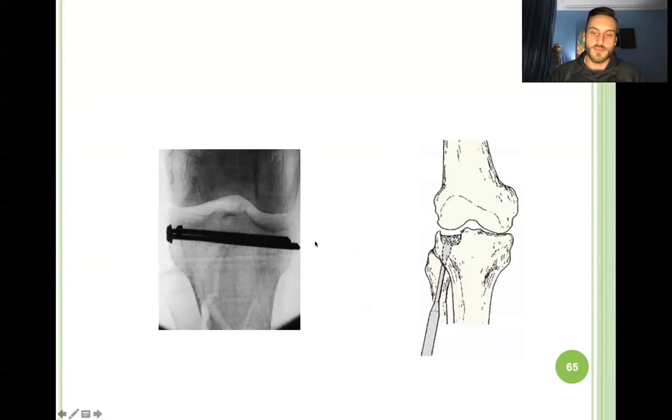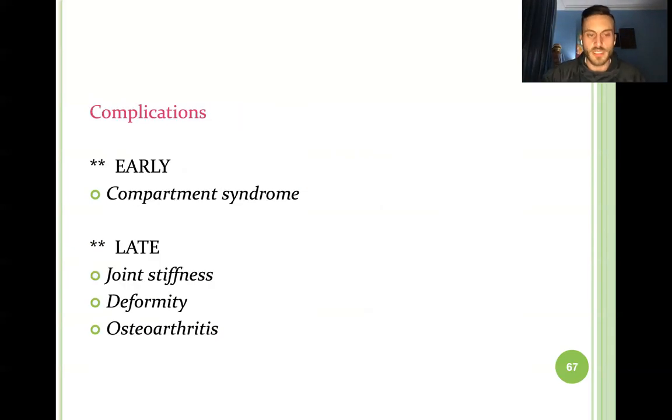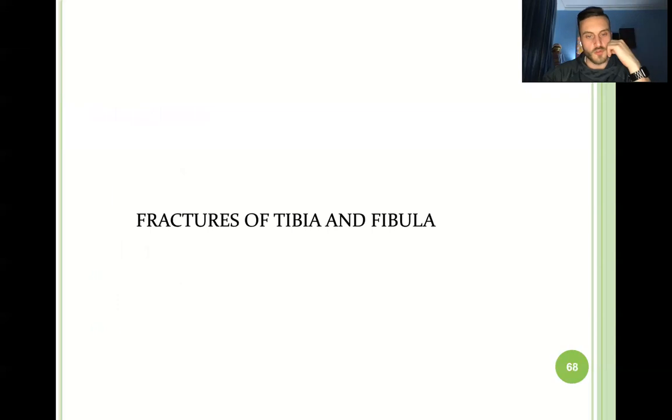As you can see, for example, in type 3, which is pure depression, you have to go inside and put back the articular surface because it's depressed. You have to achieve anatomical reduction, then rigid fixation with screws. So it's very important. Complications: compartment syndrome, early and late, joint stiffness, deformity, and osteoarthritis.